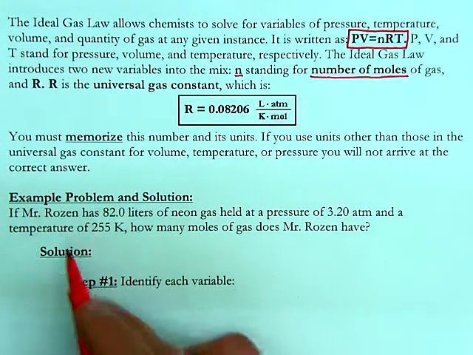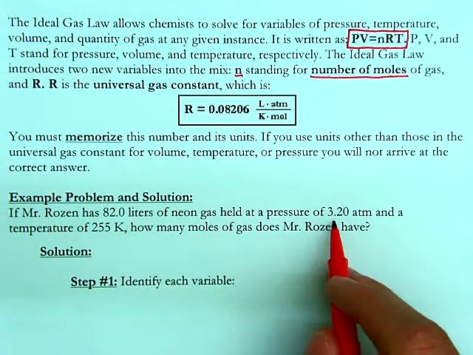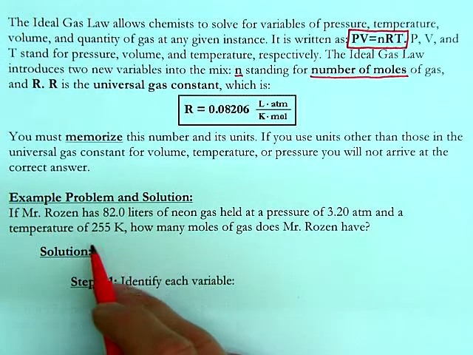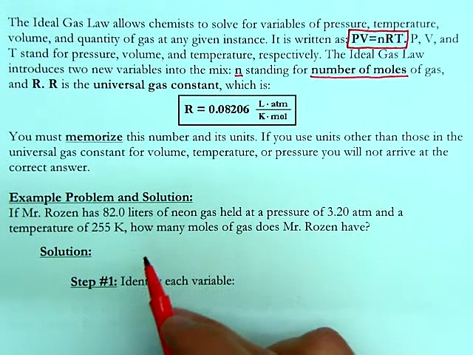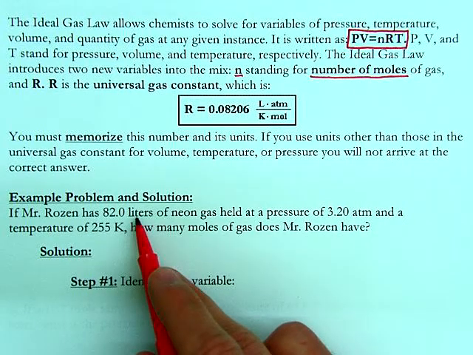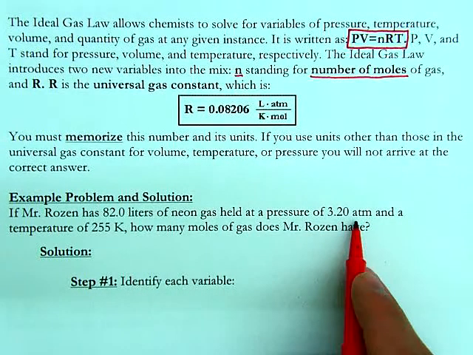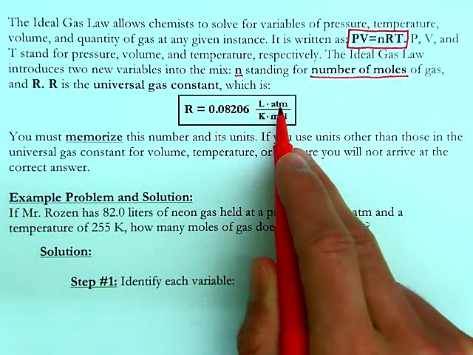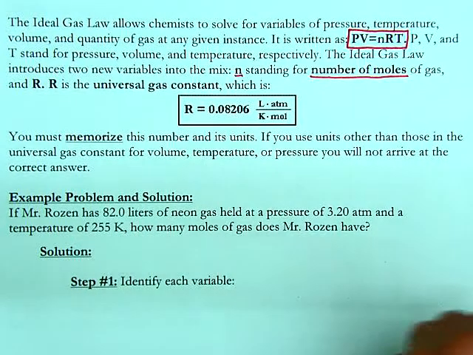So the first question says, if Mr. Rosen had 82 liters of neon gas held at a pressure of 3.2 atmospheres and a temperature of 255 Kelvin, how many moles of gas do I have? So I have temperature, volume, and pressure. I can now solve for the number of moles of gas. Just to check my units, volume is in liters, which is good. Pressure is in ATM, which is good, and temperature is already in Kelvin. So I don't have to convert any of these.